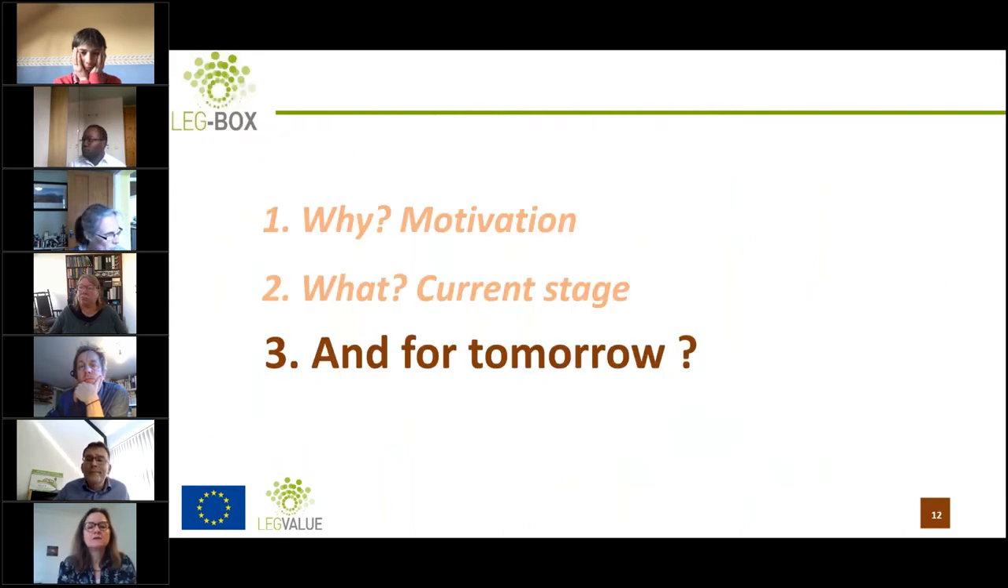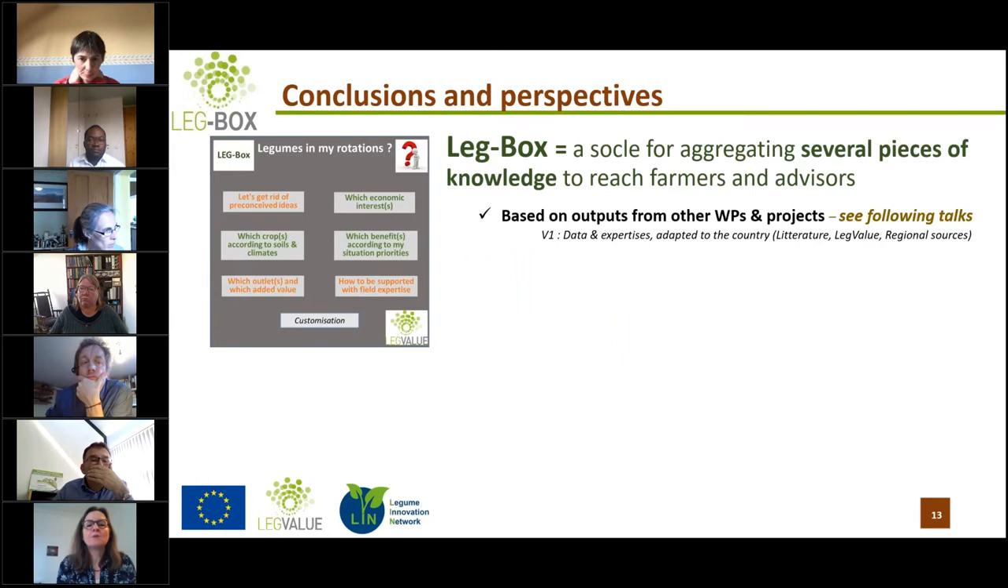So here is the stage where we are. What for tomorrow? In fact, LegBox is a kind of circle for aggregating several pieces of knowledge to reach farmers and advisors. Here we based the first version on data and expertise from the other work packages of this project, or from other projects, or from literature, or also from regional sources, according to the region or country which is concerned. And some of this information will be illustrated in the following talks.